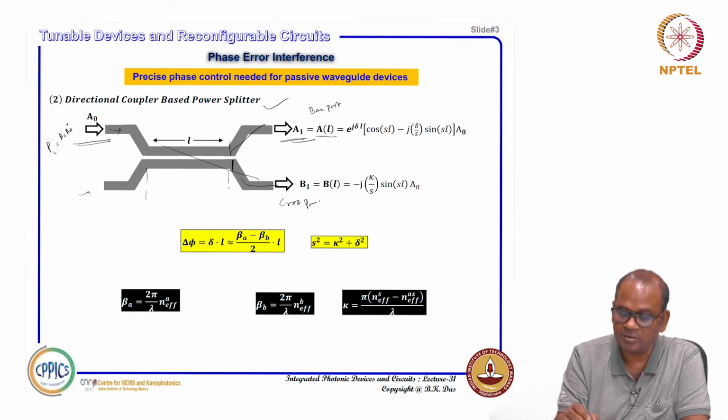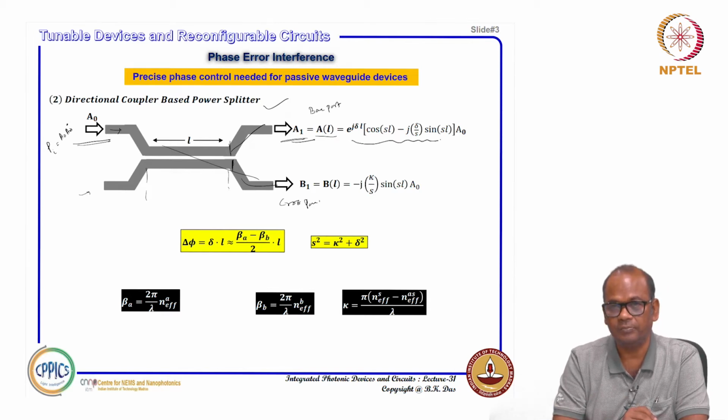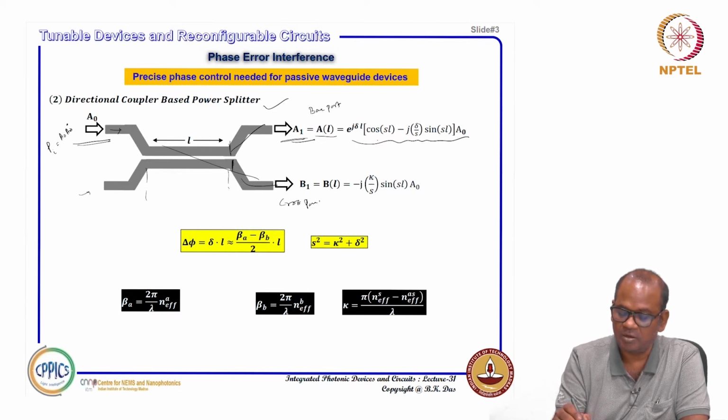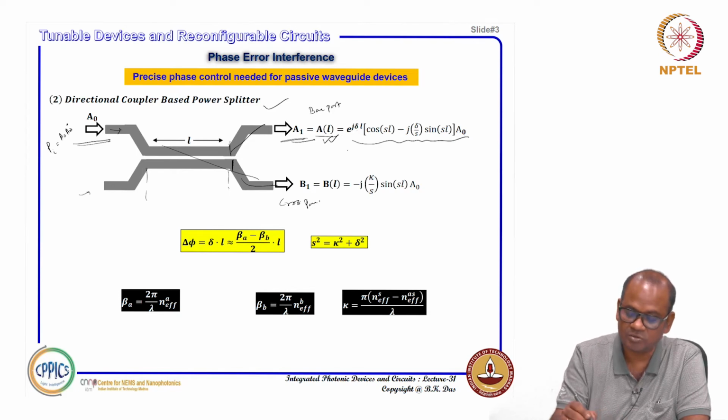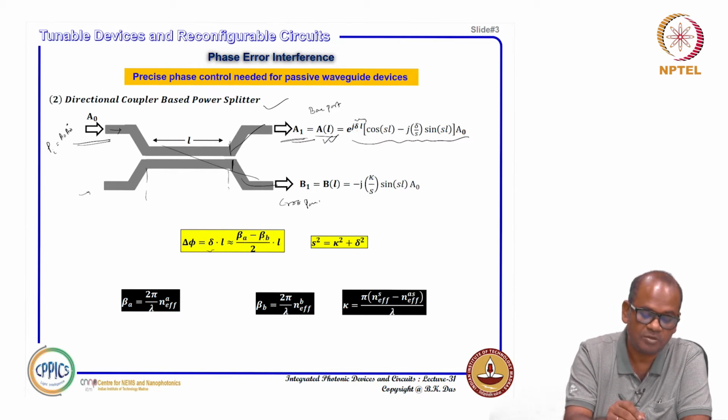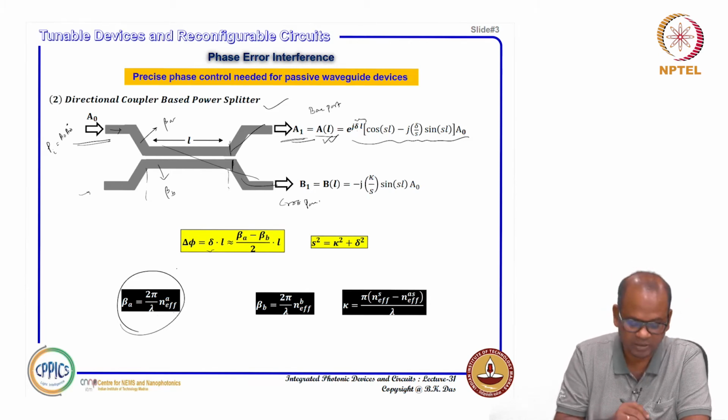Whatever survives, that expression we have given earlier using coupled mode theory. This is the expression: e to the power j delta L, cos SL minus j delta by S sin SL, times A naught. A naught is the input amplitude. We define the phase here, this delta times L, as a differential phase delta phi. That is nothing but beta A minus beta B. So, if this is the propagation constant beta A, this is beta B, right. Beta A equal to 2 pi over lambda n effective A, the effective index of waveguide A, and for the lower waveguide B, 2 pi by lambda n effective B, if there is a difference.